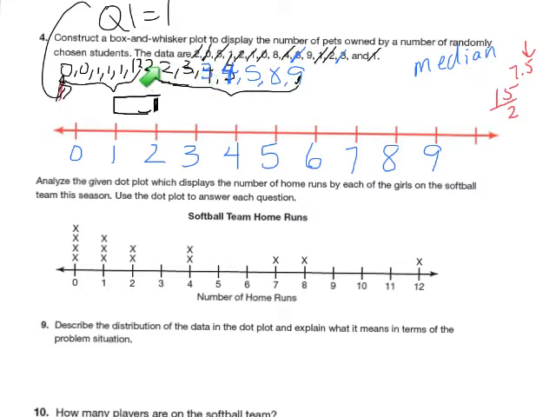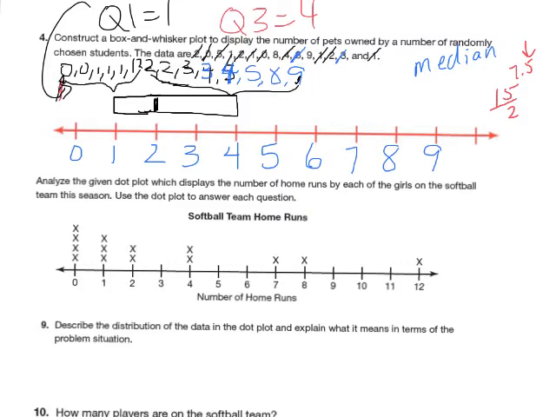So let's see, 8. So I'm going to go 4 this way. 1, 2, 3, 4. So it looks like 4 is the Q3. So Q3 is 4. Okay, so now you can finish your box right here.